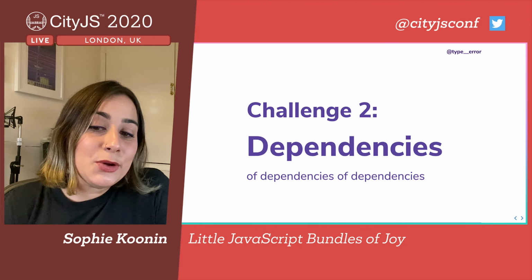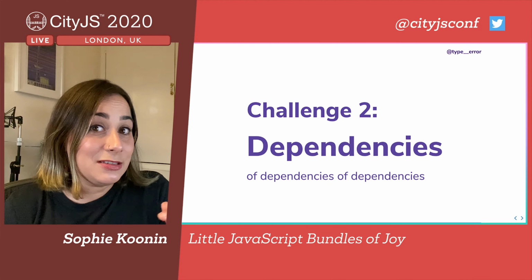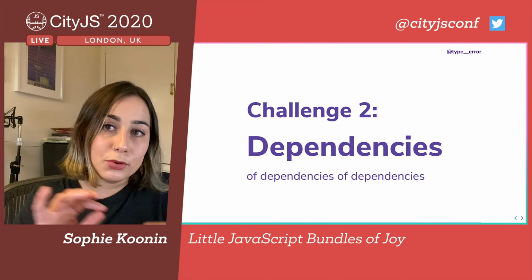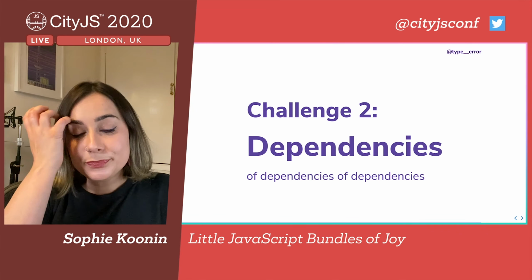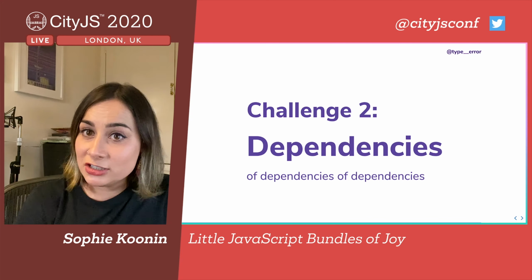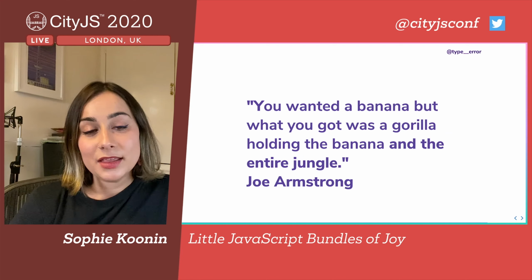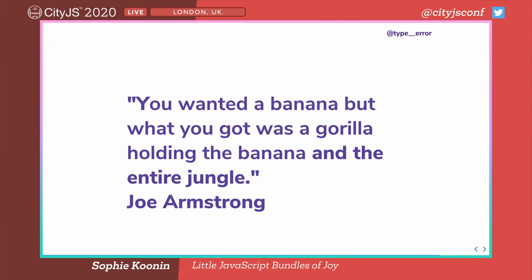So we ended up spending quite a bit of time going through and unpicking some of these dependency chains and shifting stuff into shared libraries rather than importing directly from other tasks. And also replacing some larger dependencies with smaller ones where possible. It's a great analogy from Joe Armstrong: you wanted a banana, but what you got was a gorilla holding the banana and the entire jungle.